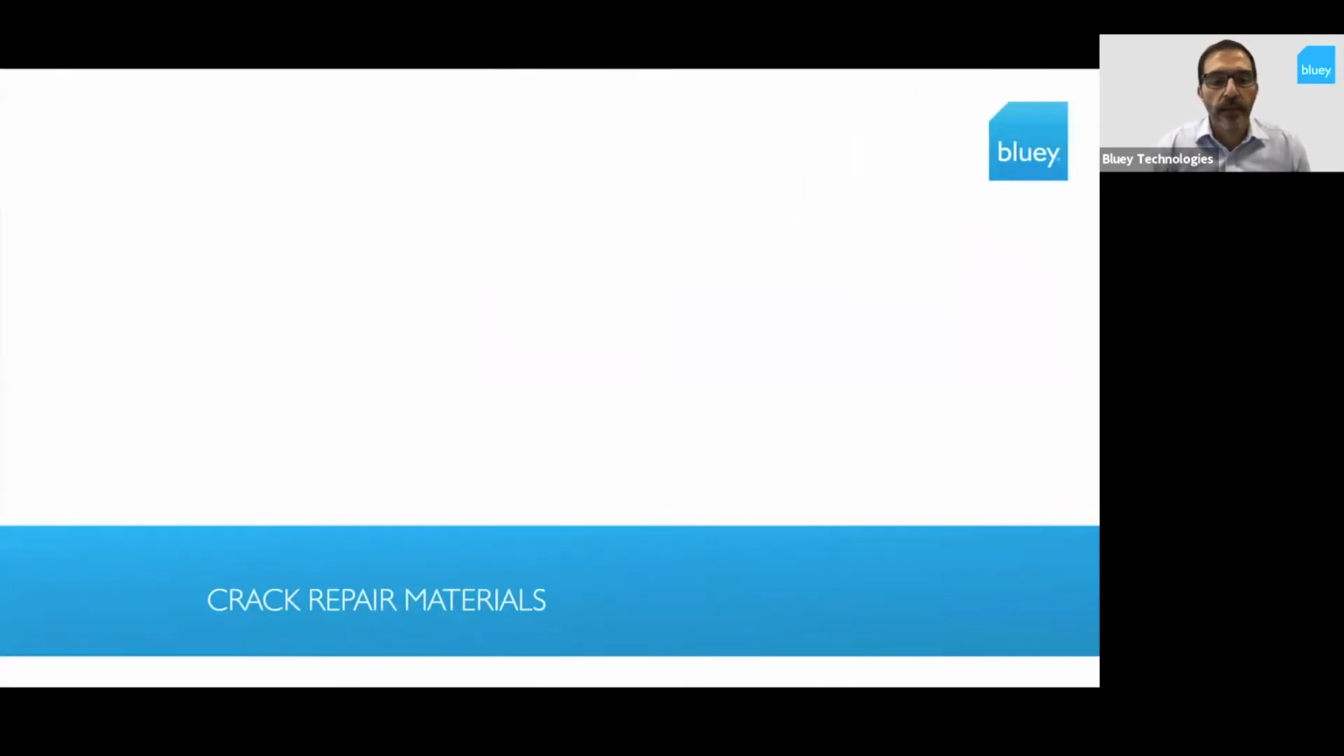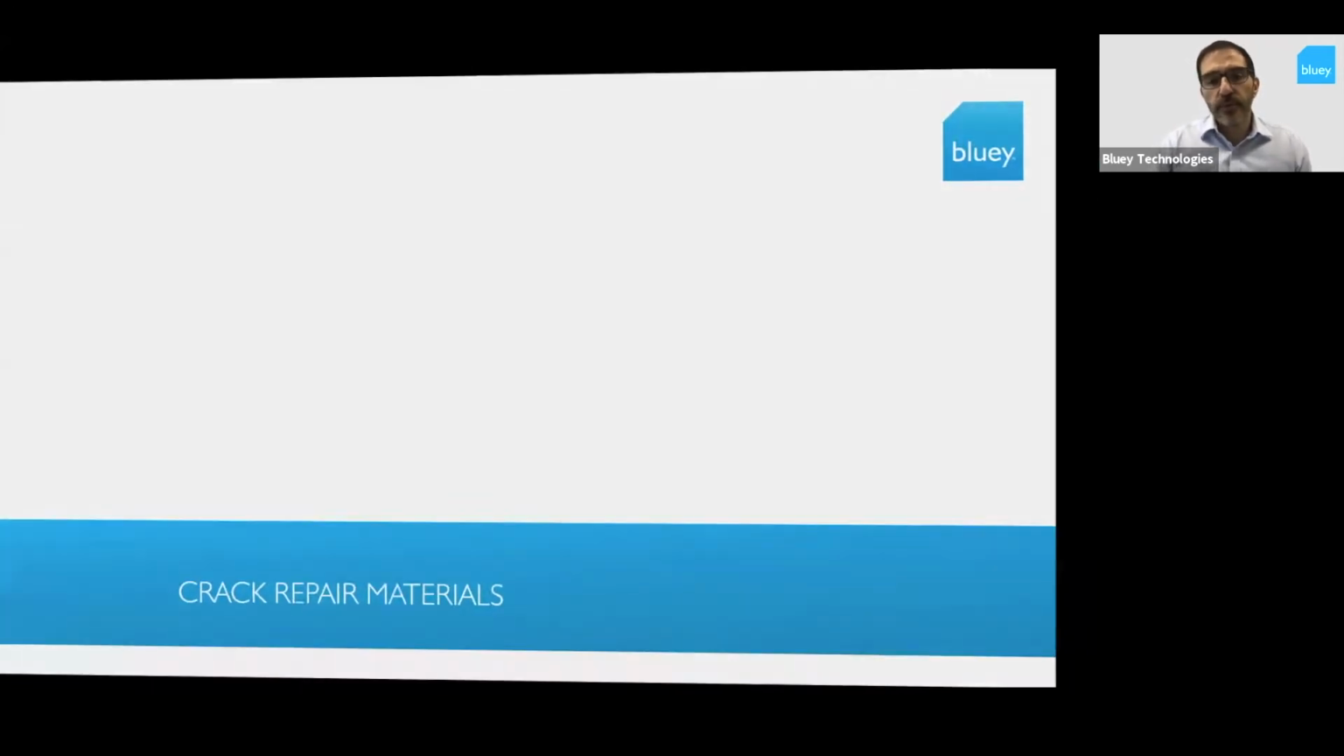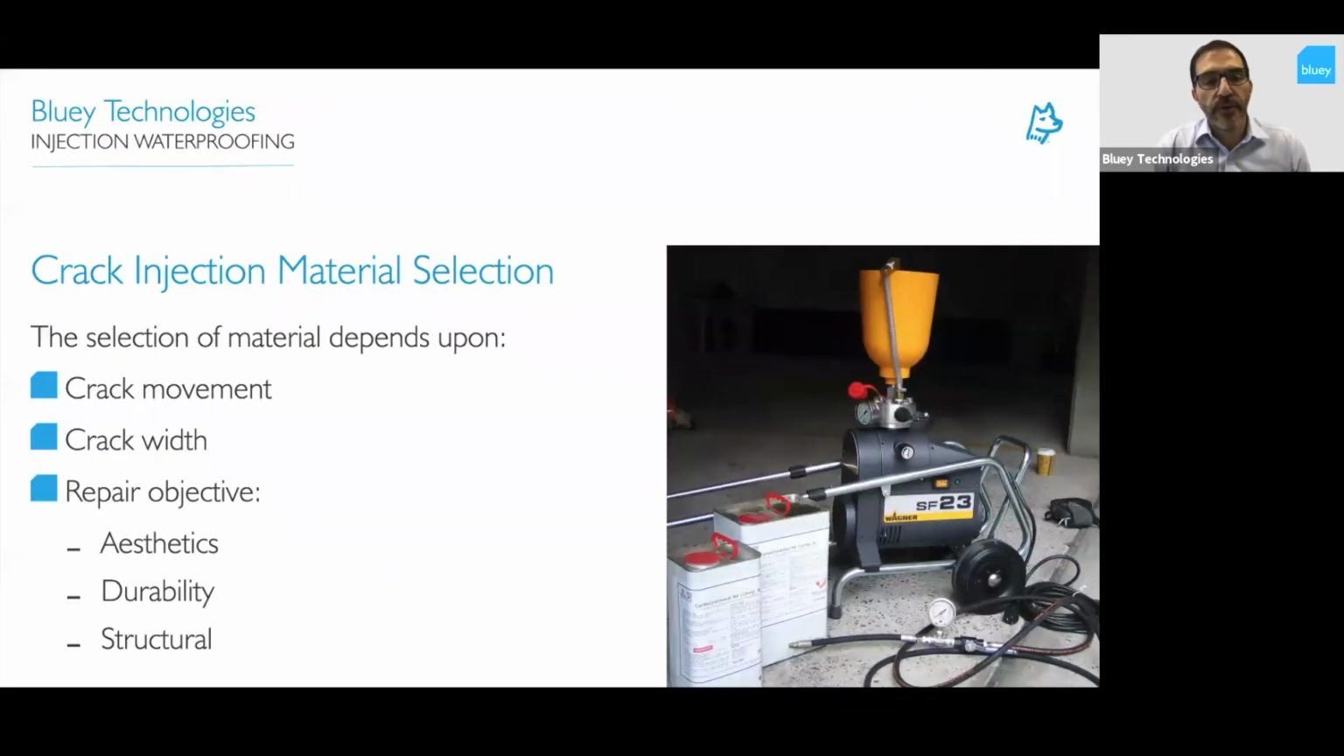So crack repair materials that we use vary, and the selection of those will depend upon the amount of movement in the crack. So we know that structural cracks are going to be moving a lot. We know that dry and shrinkage cracks aren't going to be moving. So therefore, we may select different resins depending on the type of crack we're trying to repair. The crack width will have an impact. The narrower the crack, the lower viscosity resin we're going to want to select.